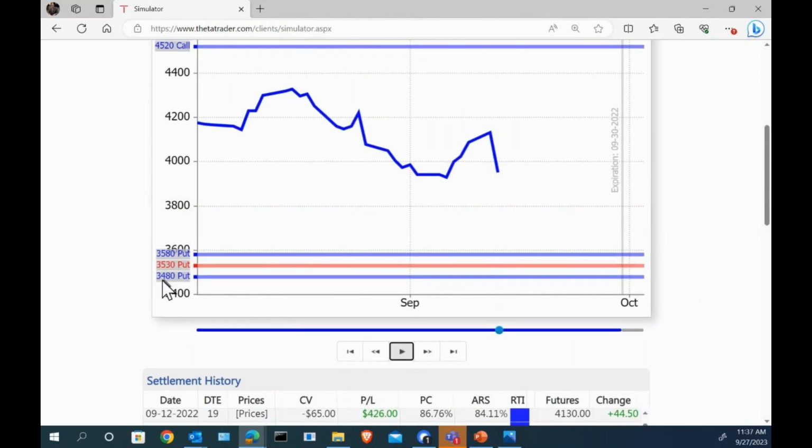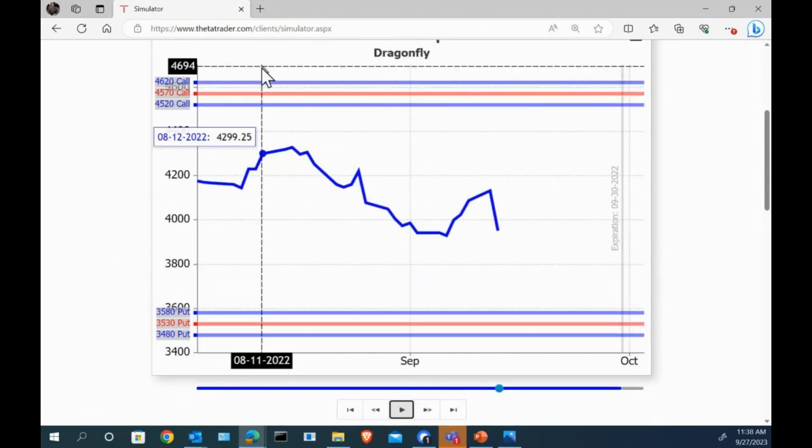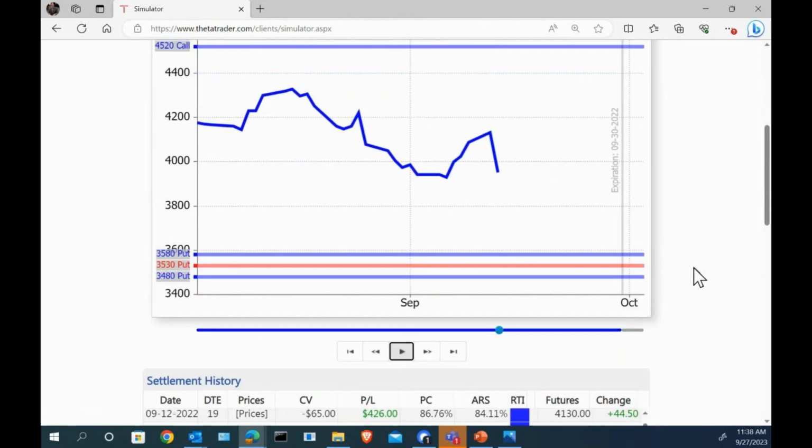But I want to point out the structure of the Dragonfly here, very unique. The red lines are the options you're selling, and the blue lines are the ones that you buy. So for every option you're short, you're also long an option to cover that position, so there's not unlimited risk, whether it's on the puts or the calls. So this is a great premium collection strategy.